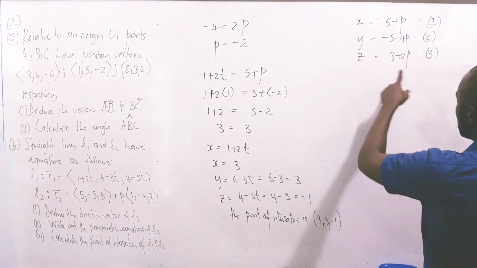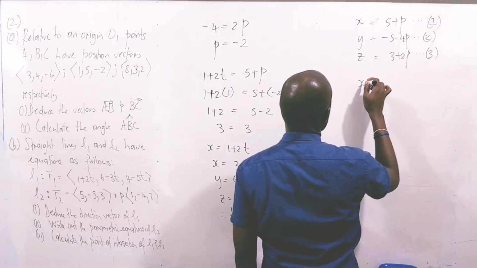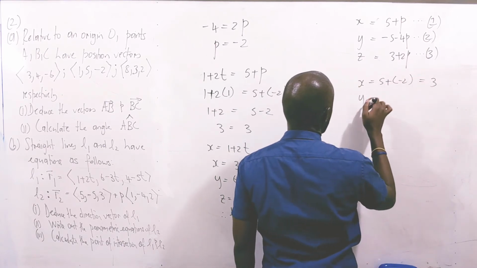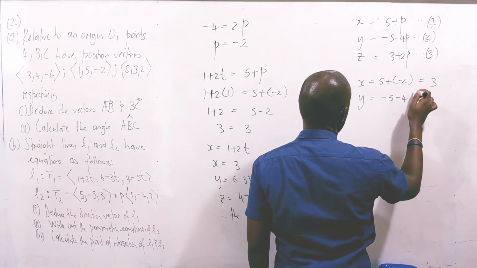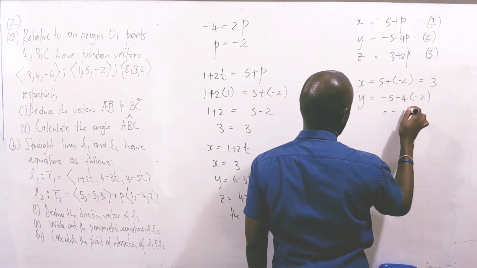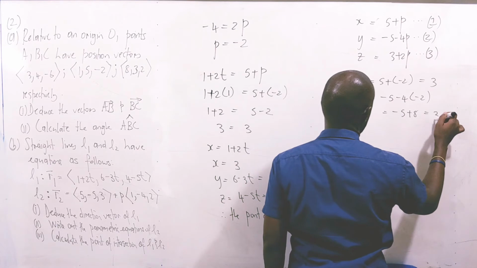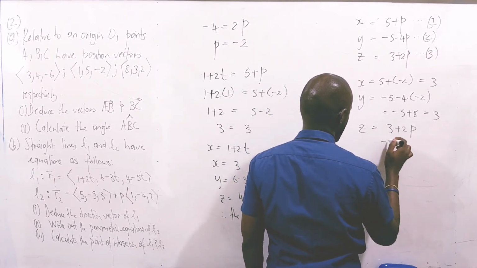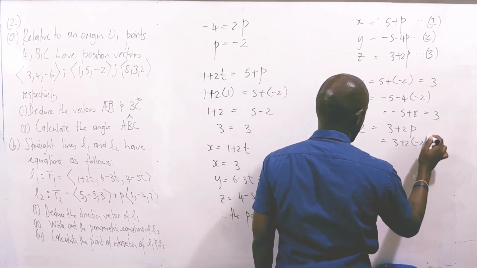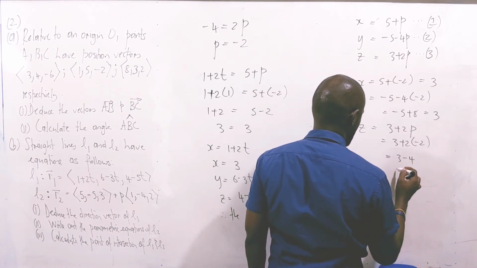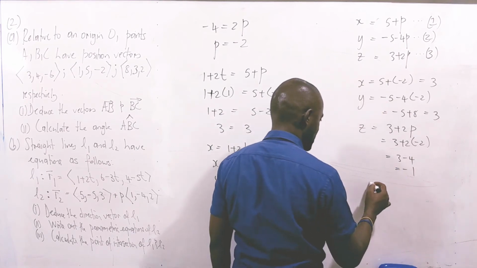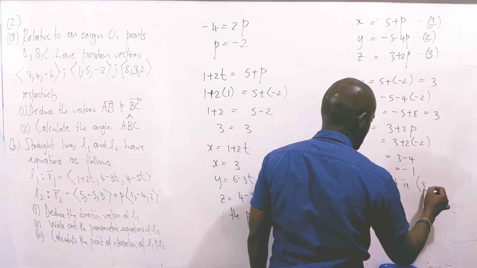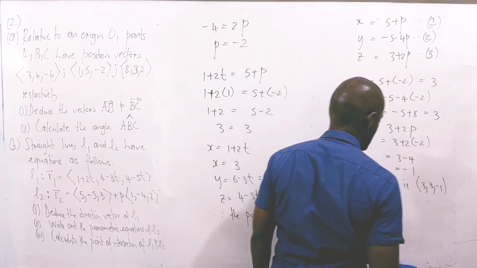So substituting p is equal to minus 2 into these equations gives us x is equal to 5 plus minus 2, that is equal to 3. Y is equal to minus 5 minus 4 times minus 2 gives us minus 5 plus 8, which is equal to 3. And lastly, z is equal to 3 plus 2p, which gives us 3 plus 2 times minus 2, which is 3 minus 4, which is equal to minus 1. And again, it proves that our point is correct, and the point of intersection is 3, 3, minus 1.